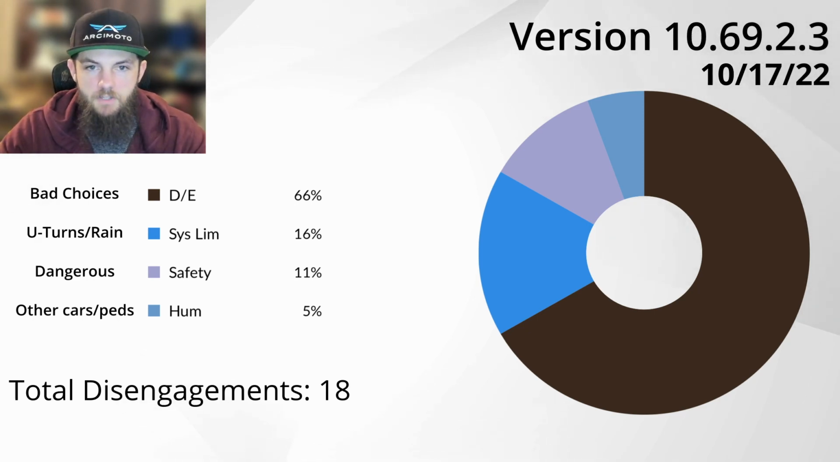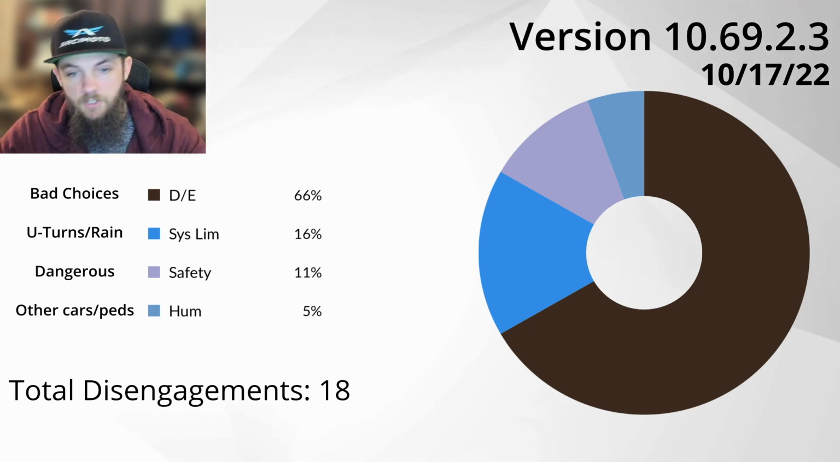Now, here we are looking at the donut from the last report from 10/17/2022, as you can see on the screen. At the time, we had 18 total disengagements and really only 4 categories of the 9 typical that you'll see. Here we had issues with decision-making, system limitations, safety, and human.